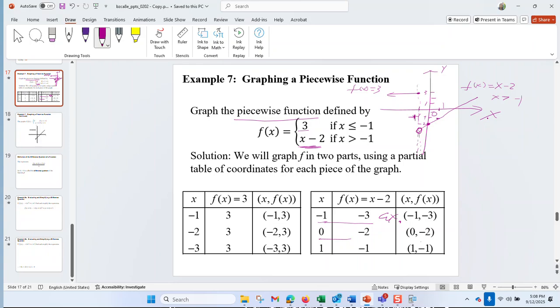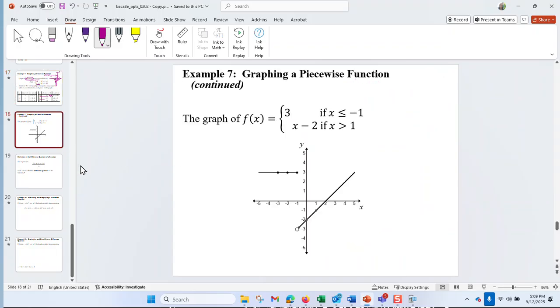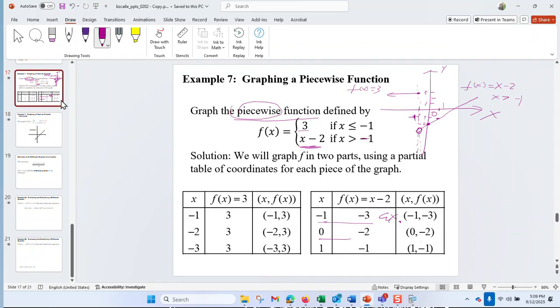Alright, so you cannot move this one to the left-hand side because x must be greater than -1. Same thing, this one has to stop right here. So that is called a piecewise, pieces put together. Questions? Okay, that is the graph in here. That's the graph.